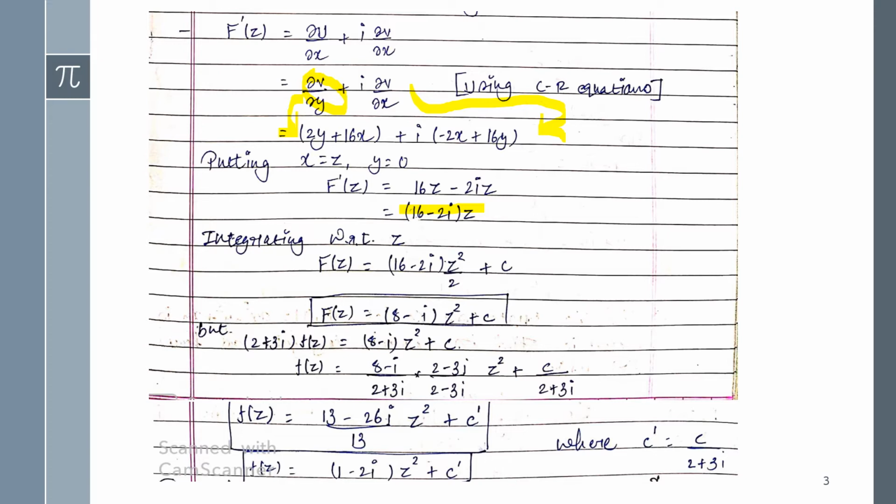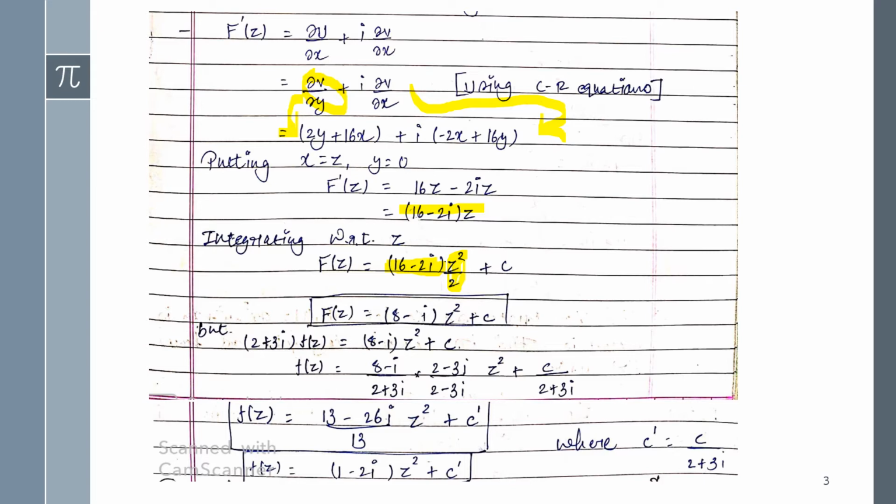So taking integrations on both these sides, you will get capital F of z equals 16 minus 2y keeping as it is, and the integration of z will be z square by 2. So here I have written z square by 2 plus c as a constant. Now you can observe that these two will be cancelled out from the numerator. So the remaining term will be 8 minus i into the z square plus c.